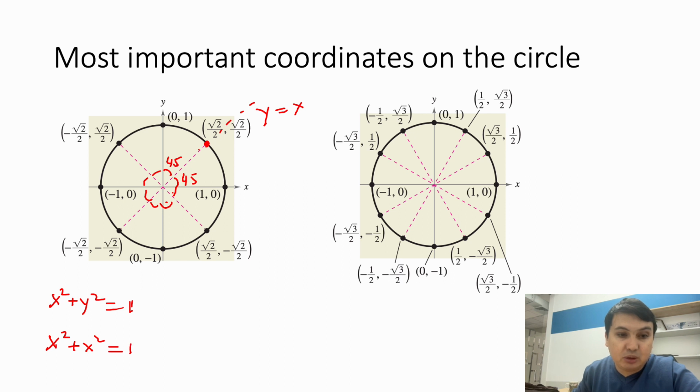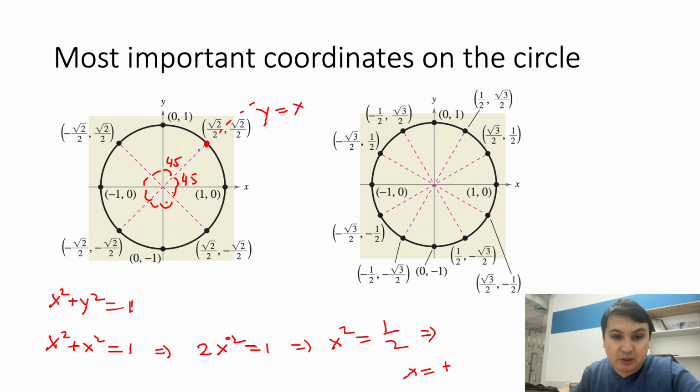Well, that leads to 2x squared equal to 1. Well, that leads to x squared is equal to 1 over 2. So if you solve for x, x is going to be plus minus 1 over square root of 2, or you can rationalize the denominator, it's square root of 2 over 2. But since I'm in the first quadrant, right, this is my first quadrant, it's going to be plus.